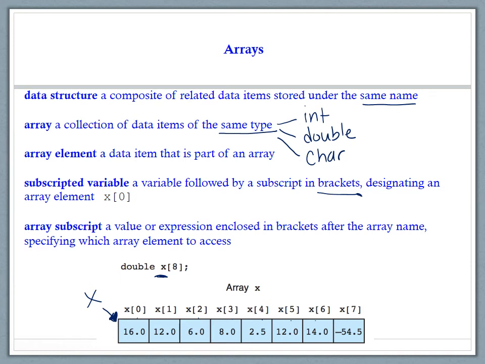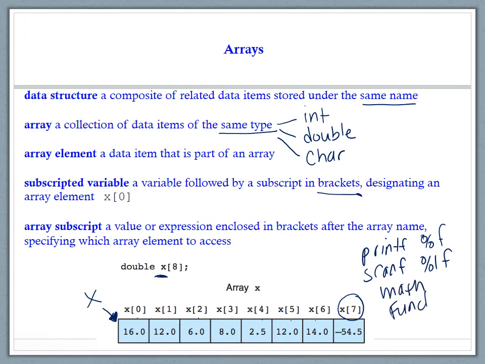X at any index within the array is a double. So anything that I can do with a double, I can do with any of these elements in my array. I can printf with %f. I can scanf into it with %lf. I can do math. I can pass it to a function whose argument is a double. This right here, X at any one of these subscripts is a double. So it's just like I said, double X. It's going to do the exact same thing.